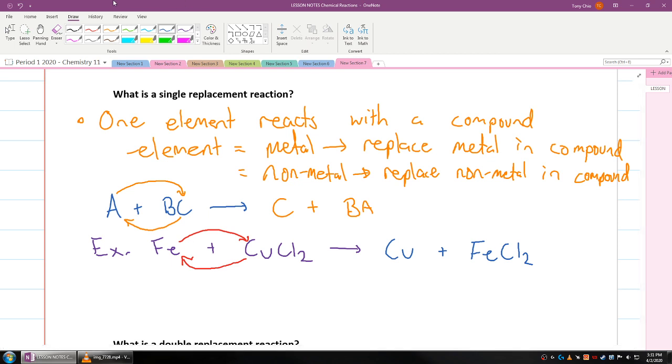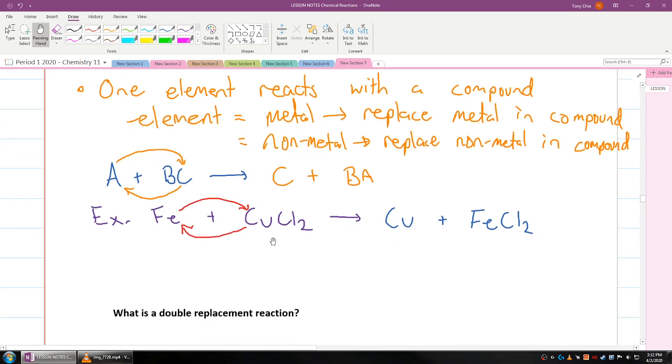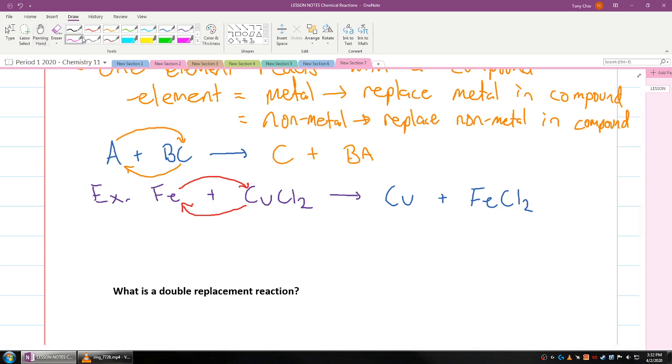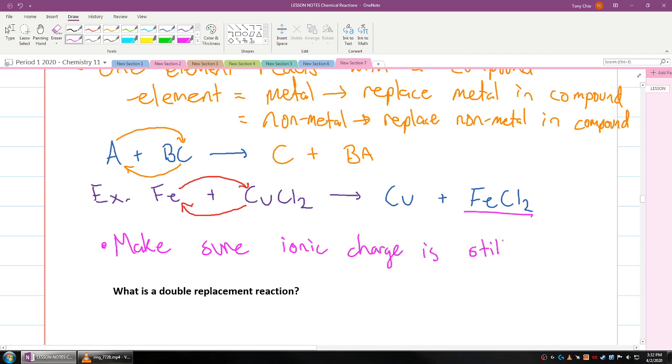Now, why does this occur? The reason is usually because the iron is much more reactive and it wants to remove the less reactive copper in this case. So a more reactive element usually kicks off a less reactive element. Alright, now here's the big thing though. You gotta make sure the ionic charge is still balanced, like we did when we did our previous example of synthesis.